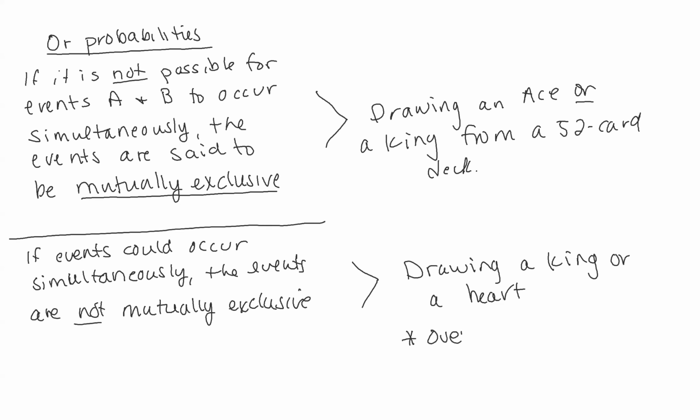We have overlap, which means these events are not mutually exclusive. There is a card in a deck that is simultaneously a king and a heart. It's the King of Hearts. So if there's no way the two events could happen at the same time, we say they're mutually exclusive. If there's overlap, we say they're not mutually exclusive. So just understand the difference between mutually exclusive and not mutually exclusive.